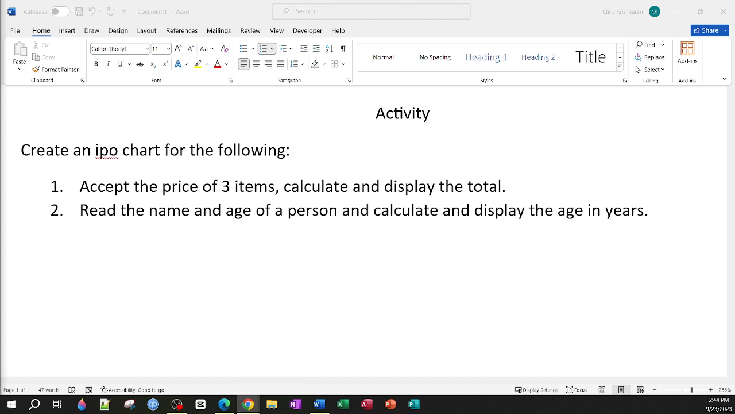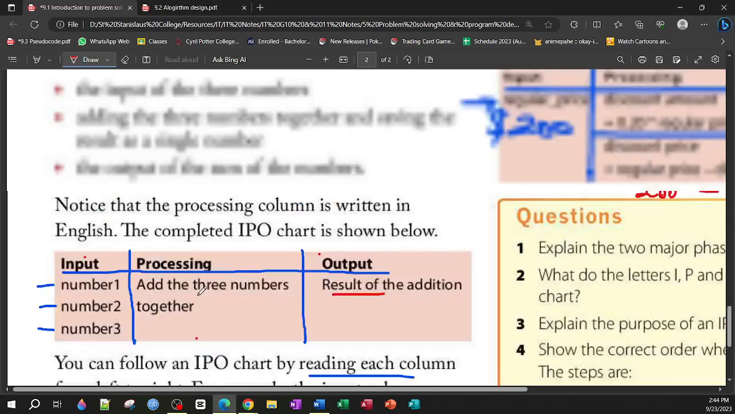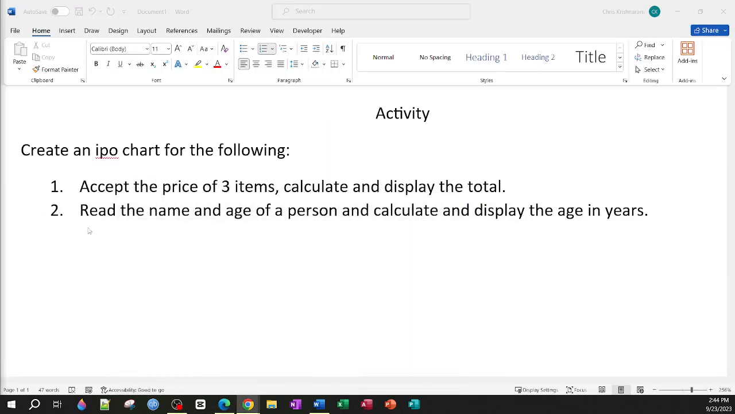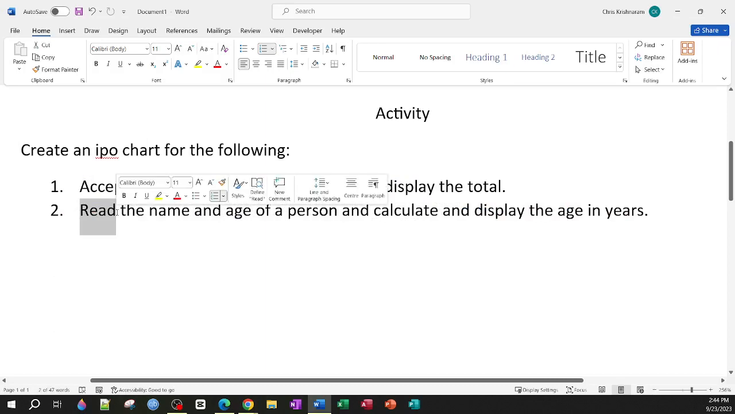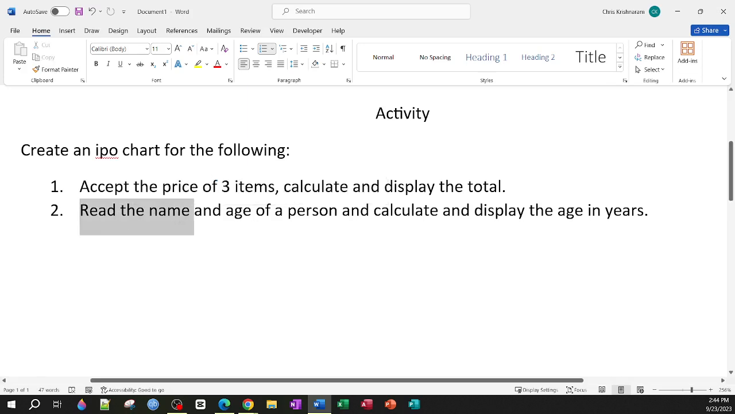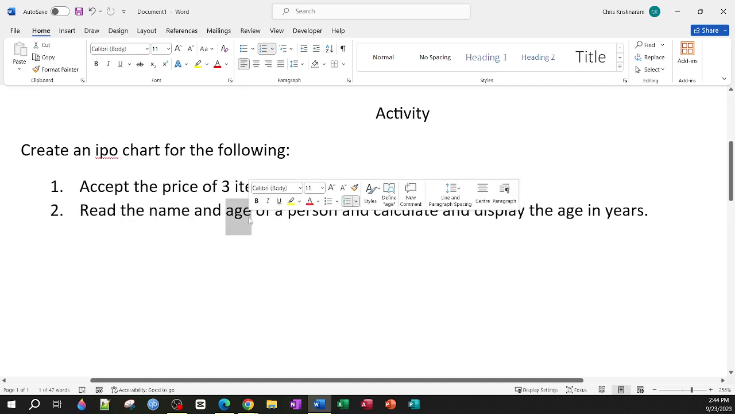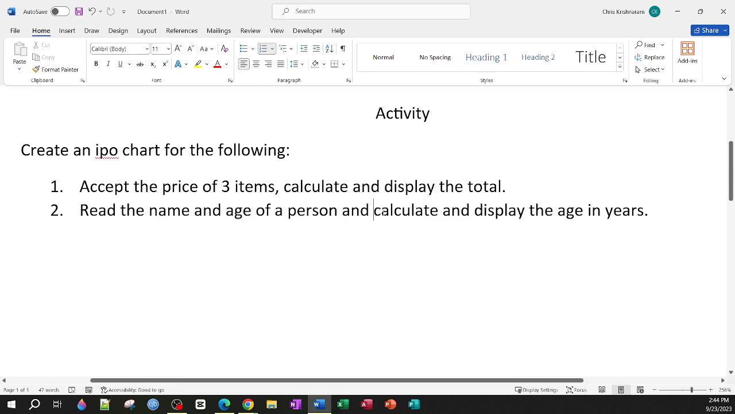Sir, can you explain the second one? All right, the second one says to read the name. Read is a keyword. I don't think we've looked at keywords as yet. No, we didn't. Read is a keyword to indicate input. It is another word that can be used instead of the word input. So it's like I'm saying input the name, read the name of the person and their age. You're going to accept the person's age, accept the person's name, and then calculate the age of the person and display that person's age.